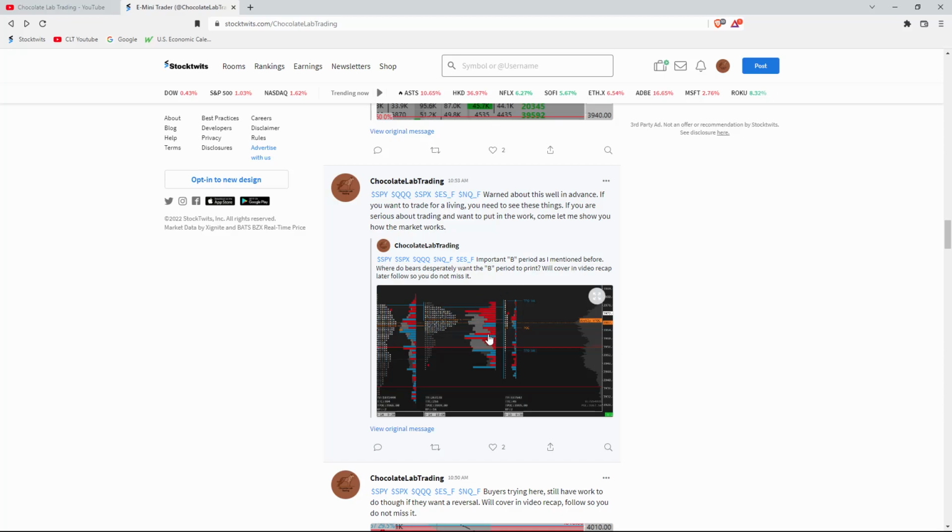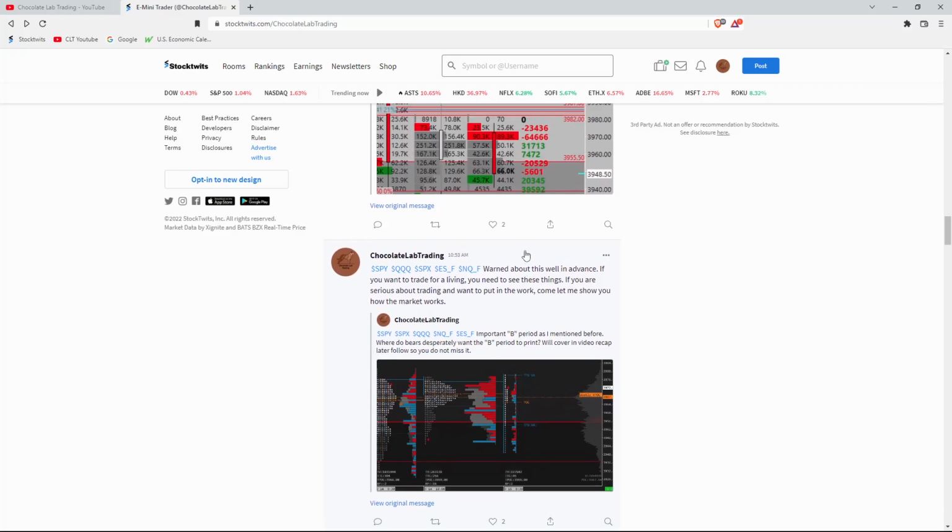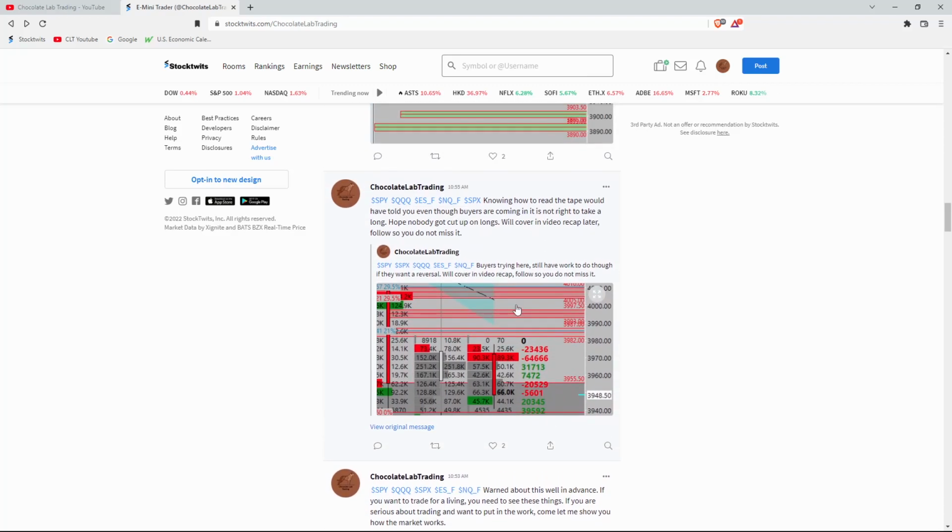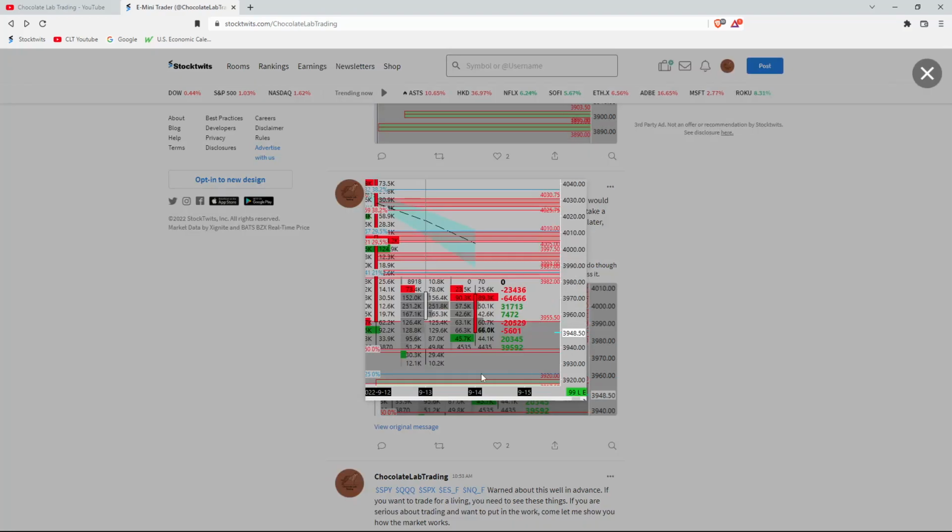And of course, we accepted into last week's balance area, and we started going down, and warned about it well in advance. So if you're looking for longs here, for whatever reason, the footprint can help you because we did not build out the volume, and you could clearly see that on the footprint.